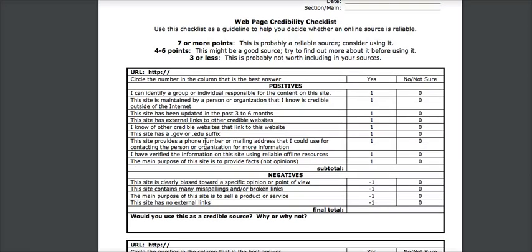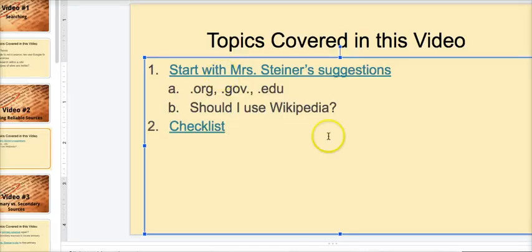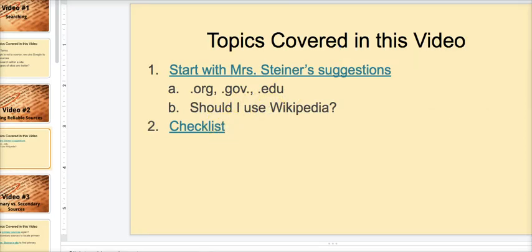Feel free to use this checklist. We'll put it on the Google Classroom for you to access, but feel free to use it to evaluate any websites that you're finding that you're not sure about. All right, make sure we did what we said we were going to do. Yep, we went over Mrs. Steiner's suggestions. We talked about .org, .gov, .edu. We talked about how to use Wikipedia, and we also looked over the checklist. Let us know if you have any questions, and good luck researching.